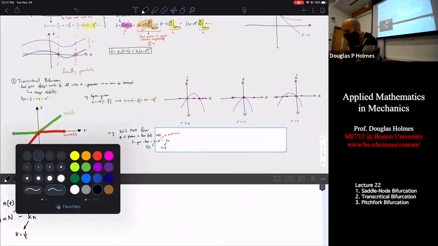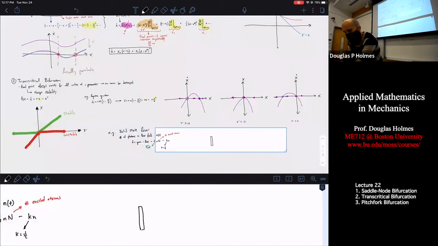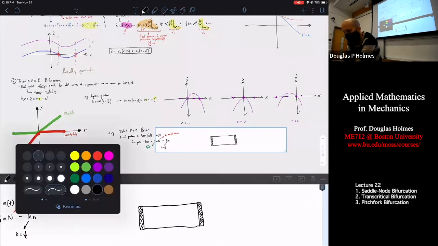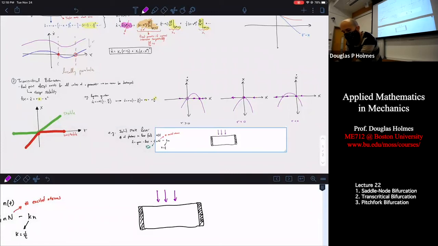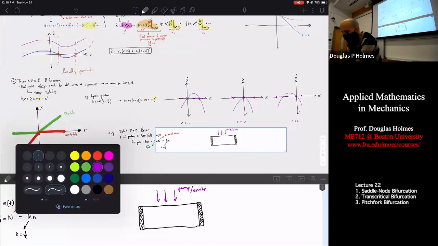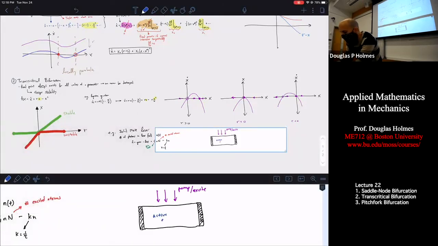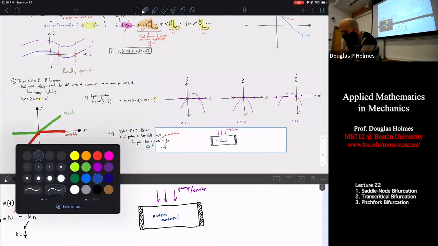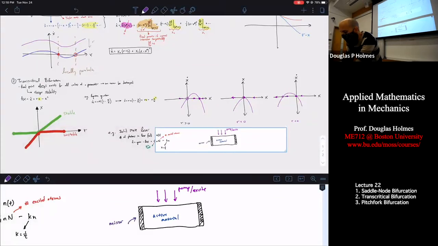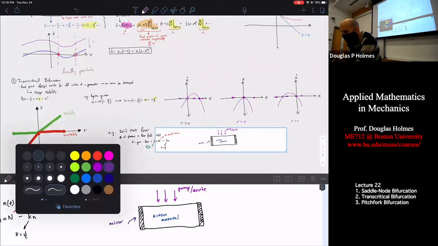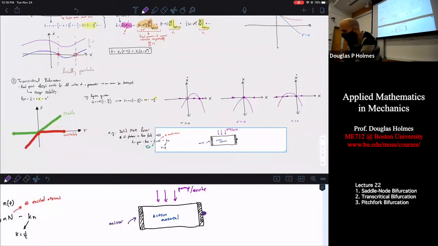Let me draw the picture of what this looks like. What the picture of this looks like is you have some partially reflective mirror, you have some solid state matrix, and another partially reflective mirror. And what you're doing is you're pumping in energy to excite this. So they call it pump or excite. This is your active material. These hashed things here are your mirrors. And at some point, this solid state laser will start to emit laser light.